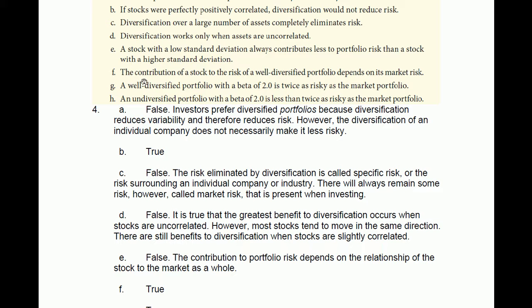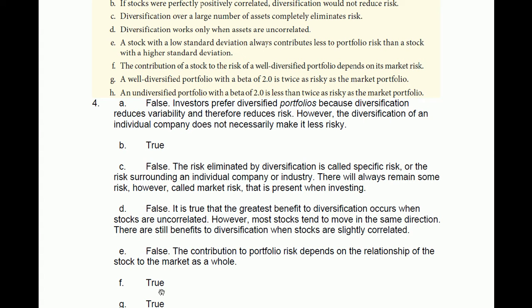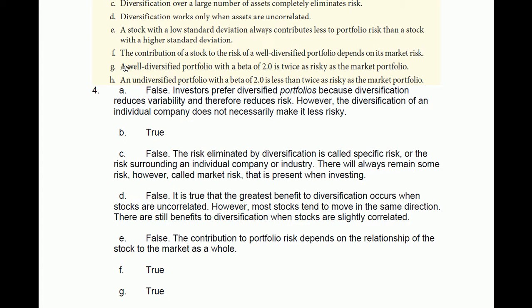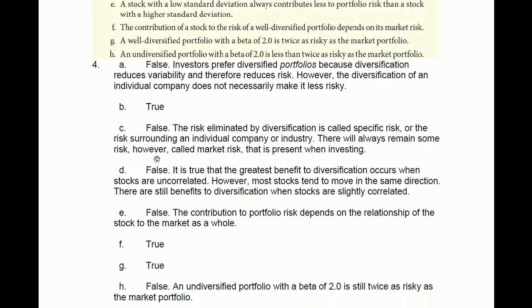F. The contribution of a stock to the risk of a well-diversified portfolio depends on its market risk. Well, this is true. That is the coefficient beta. G. A well-diversified portfolio with a beta of 2.0 is twice as risky as the market portfolio. This is true. H. An undiversified portfolio with a beta of 2.0 is less than twice as risky as the market portfolio. This is not true. As the beta is 2.0, it's still twice as risky as the market portfolio.